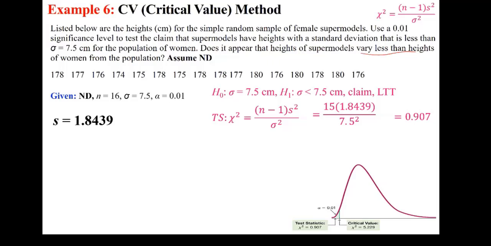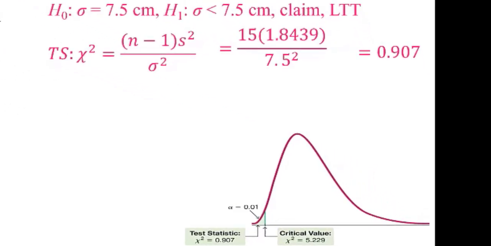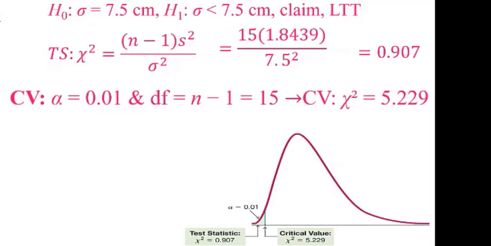What about the critical value? Critical value comes from the choice of alpha. Alpha is 0.01. That means since it's a left tail test, we need the area to the right, 1 minus that, for the sake of reading from the table. So the area to the right is 0.99. Degrees of freedom is n minus 1, which is 15, and we get 5.229. With that being the case, where is this 0.907? This is way into the rejection region, to the left of 5.229, as you can see from the graph. And therefore, you reject H0.